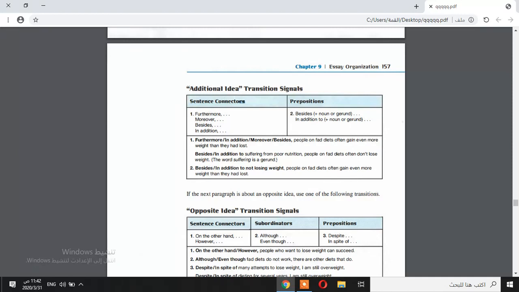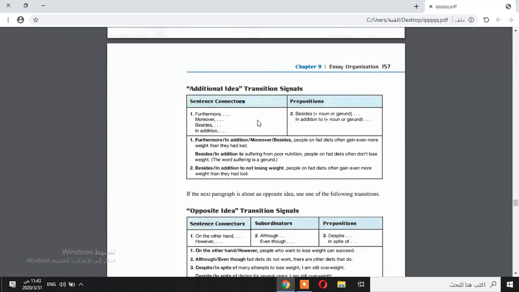The second type is the prepositions. You know from your previous study in grammar and writing that prepositions are followed by nouns or gerunds. A gerund is another form of a noun, a verbal noun. Besides and in addition to, both prepositions and sentence connectors, add a new idea to a previous one. Underline, and triple underline, the word add, because addition is a notion in grammar.